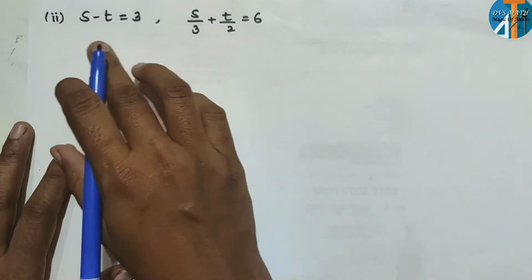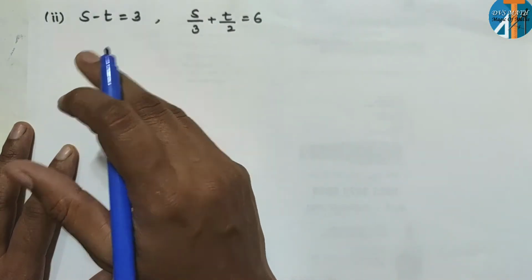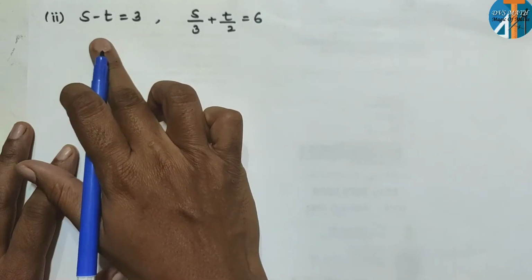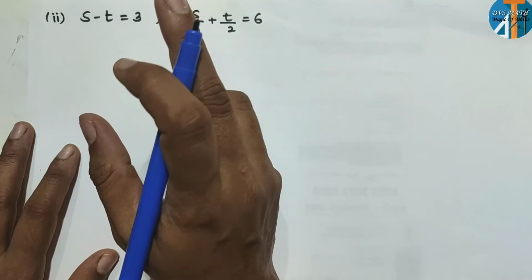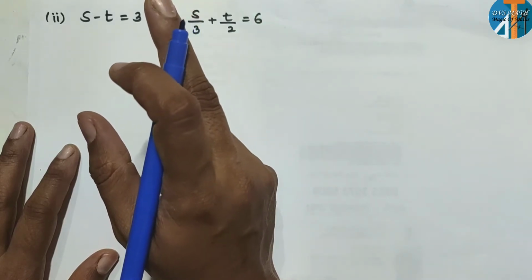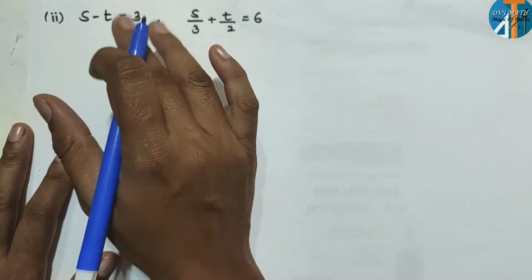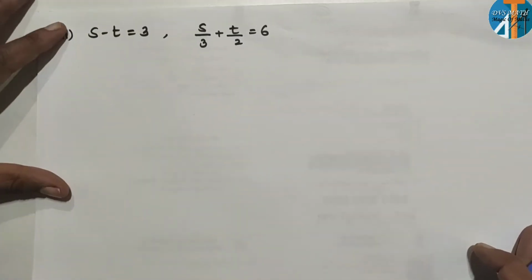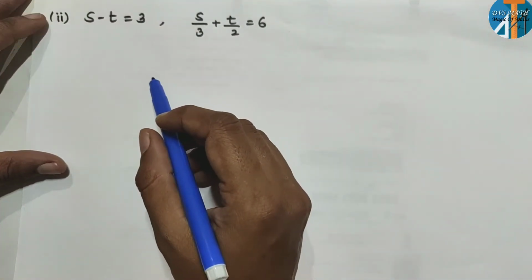Sub question 2. Here you can observe, in the previous question it was in terms of x and y. Now it is in terms of s and t. You can take any alphabets, and you know that all the alphabets we consider as variables, right? So here s and t are the two variables. Now we have to solve this by the substitution method. So let us solve it one by one.